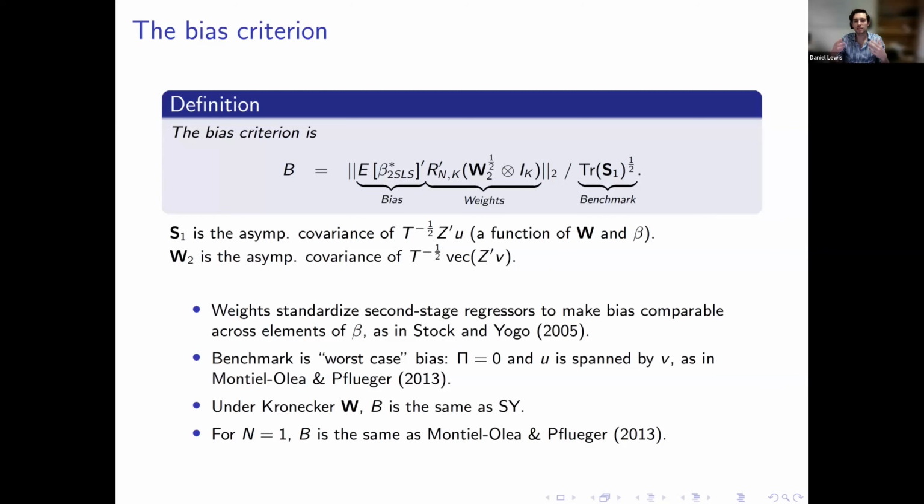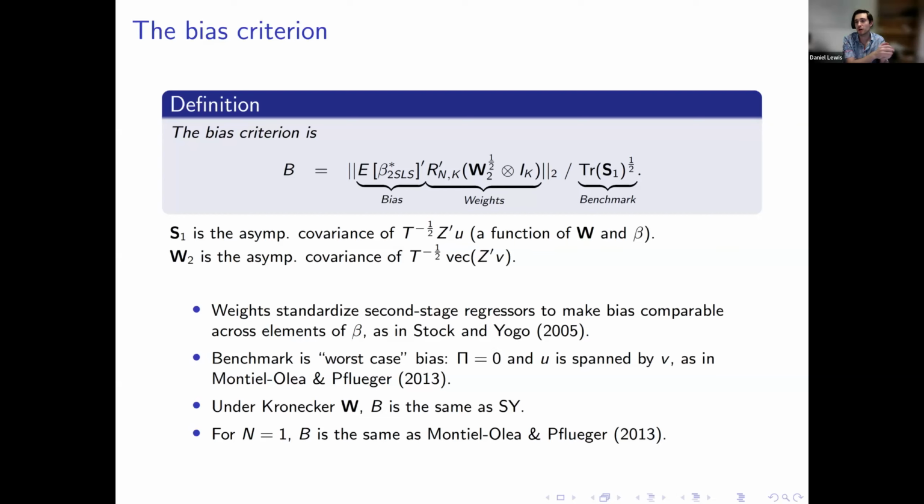But the bias also needs to be relative to some benchmark, and this is where we differ a little bit. The benchmark here is what we describe as the worst case two-stage least squares bias. When does this arise? It's the bias of the two-stage least squares estimator when pi is equal to 0, so the instruments have exactly 0 predictive power for the endogenous regressors, and the structural errors are perfectly predictable based on the first stage errors. So this is essentially 0 relevance and as bad endogeneity as you can get. That's the worst case bias of two-stage least squares.